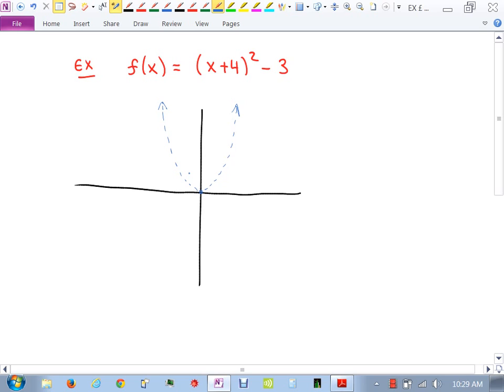So in this problem, it wouldn't matter. Down 3, left 4, right? Or left 4, down 3 gets to the same place. But as you'll see when we talk about next transformations, it can get you tripped up if you don't do them in the right order.